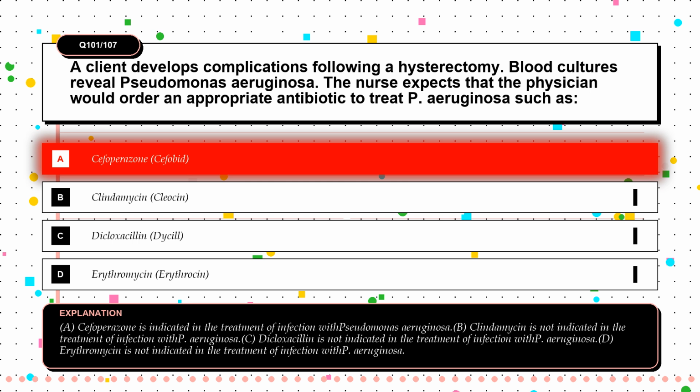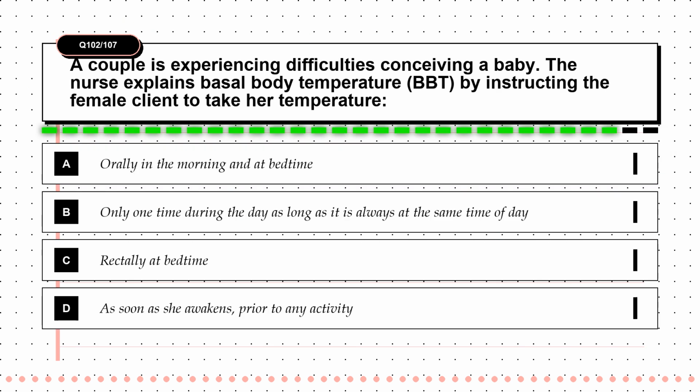Question 102. A couple is experiencing difficulties conceiving a baby. The nurse explains basal body temperature (BBT) by instructing the female client to take her temperature. Here are the options. Option A. Orally in the morning and at bedtime. Option B. Only one time during the day as long as it is always at the same time of day. Option C. Rectally at bedtime. Option D. As soon as she awakens, prior to any activity.